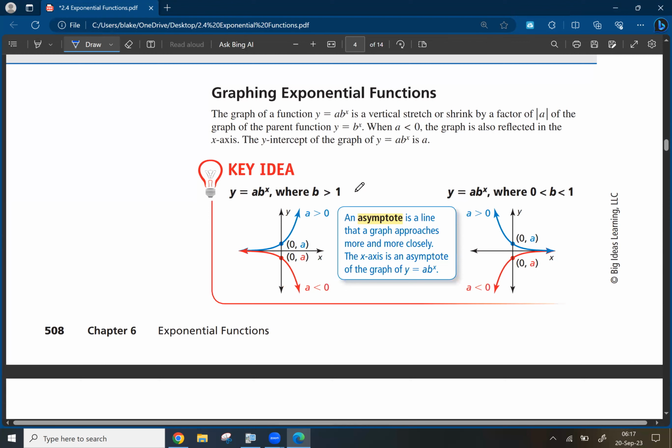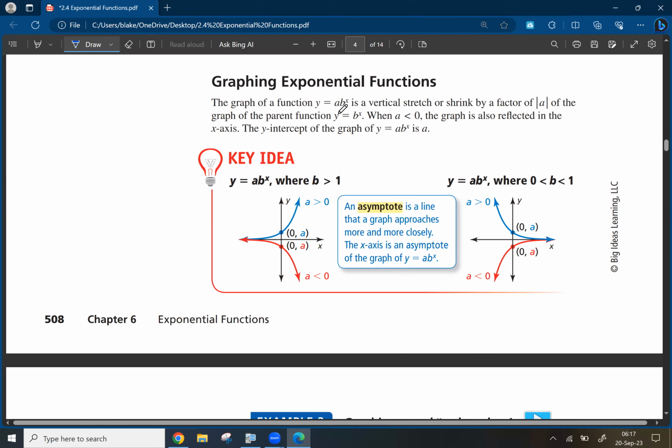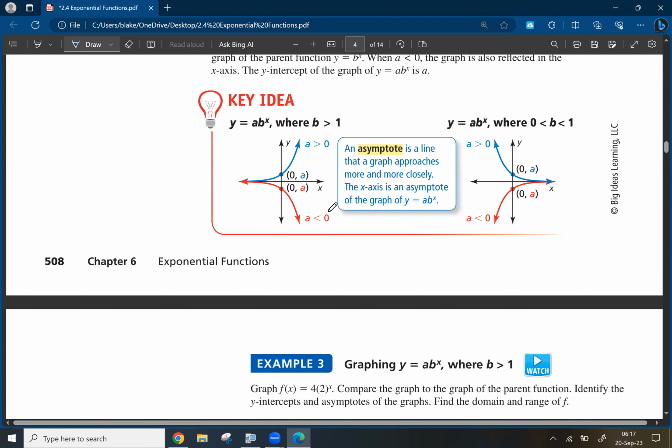All right. Moving on to graphing exponential functions. So exponential functions have a feature known as an asymptote. An asymptote is an invisible line that the function approaches but does not cross, right? It does not cross and does not touch either.